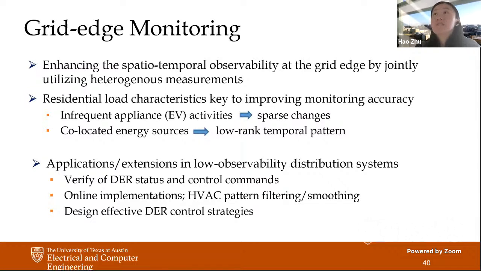Okay, so this is the main part on grid edge monitoring. The interesting aspect to me is that we have different types of heterogeneous data, of different resolution and different spatial diversity. By jointly utilizing their respective strengths, we are able to say a lot more about the DERs and behind-the-meter PVs. I think this is very useful if we want to better understand the status of DERs at the grid edge. Okay, so with that, I would like to conclude my talk and take questions.